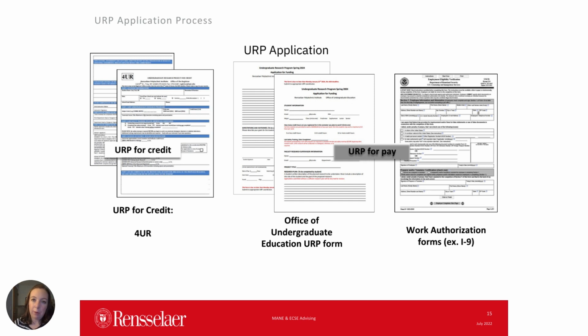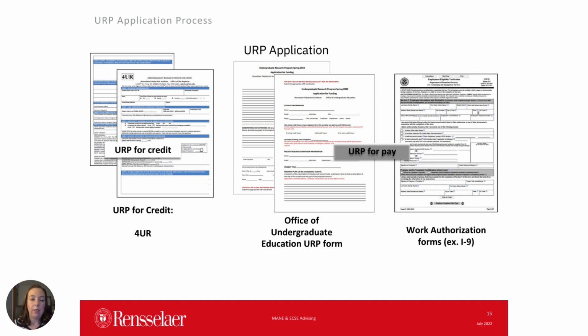So this is what the paperwork will look like. Again, this is updated as of this semester. So for URP for credit, students now, new procedure, which is wonderful, only have to do the 4UR form, which is a registrar's form.